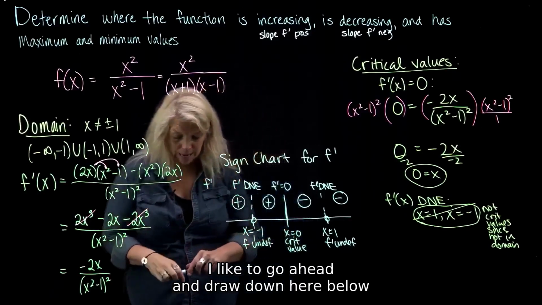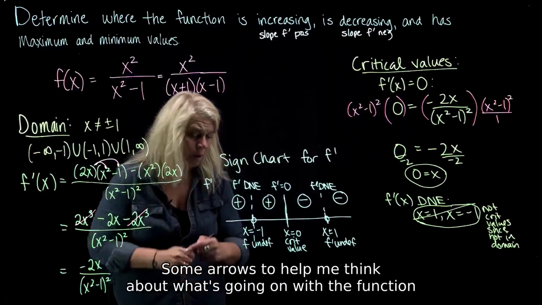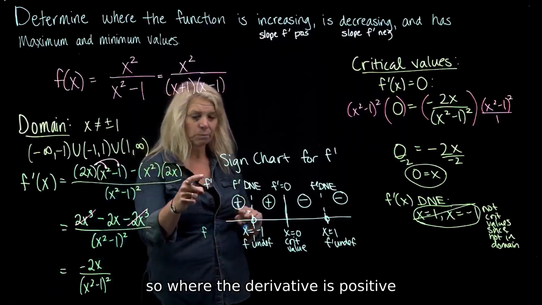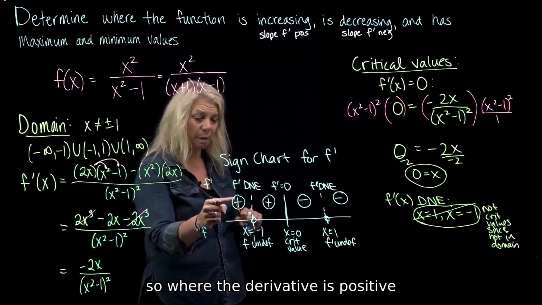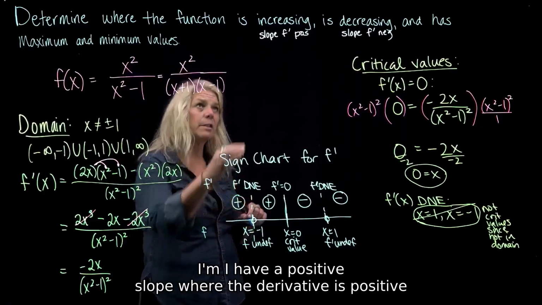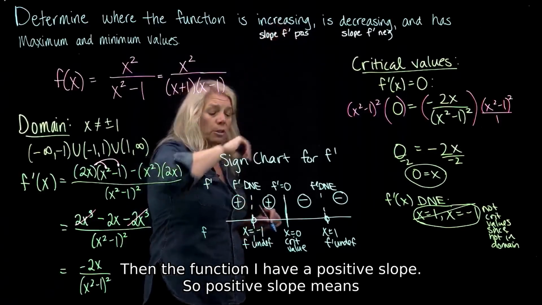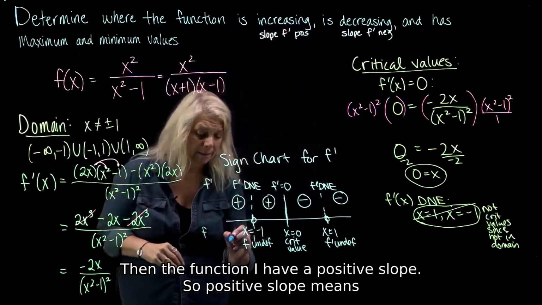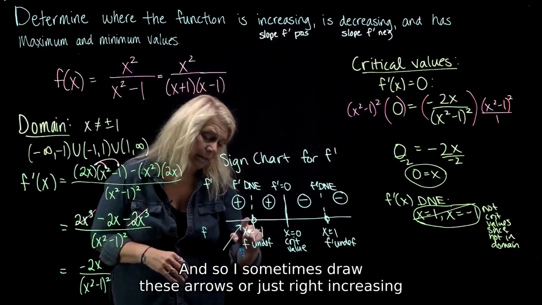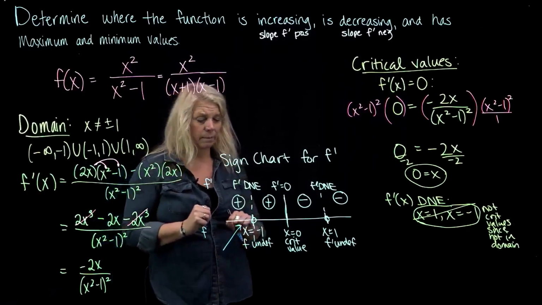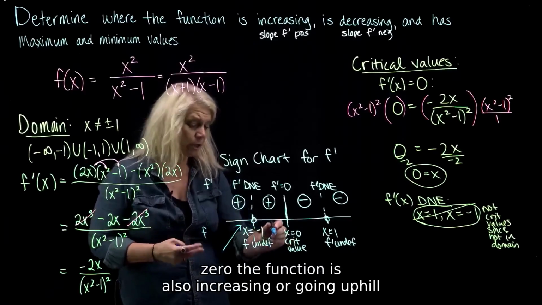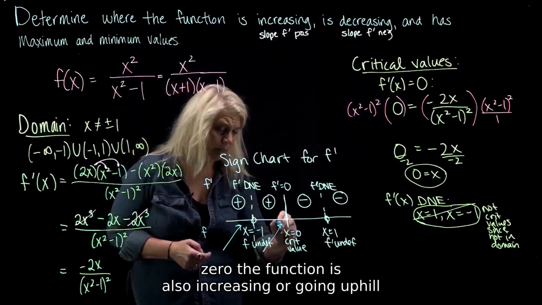I like to go ahead and draw some arrows down here below to help me think about what's going on with the function. Where the derivative is positive, I have a positive slope. Positive slope means the function is increasing, and so I sometimes draw these arrows or just write increasing. In this region, between x equals negative 1 and 0, the function is also increasing, or going uphill.